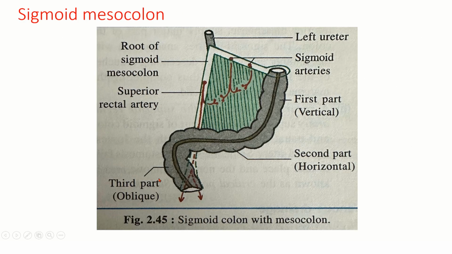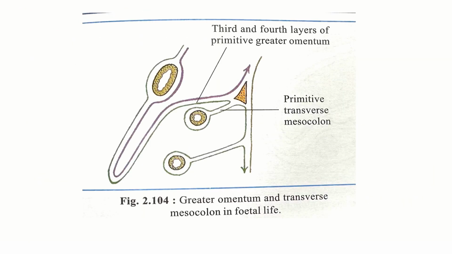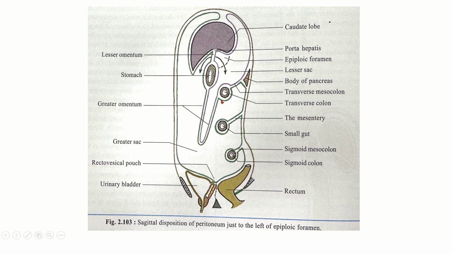I'll show you here. If you see here, this is the primitive transverse mesocolon, where both layers are derived from the greater sac. This is the lesser sac. So this is the greater sac. Both layers are derived from the greater sac. But this is the alternative position. If you see, this is the transverse mesocolon, where the anterior layer is derived from the lesser sac peritoneum and the posterior layer is derived from the greater sac peritoneum.